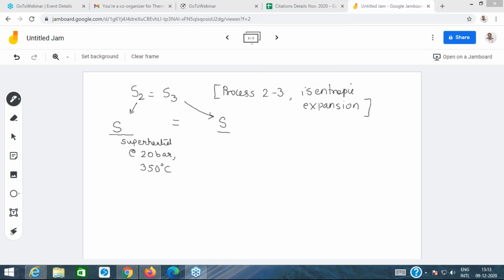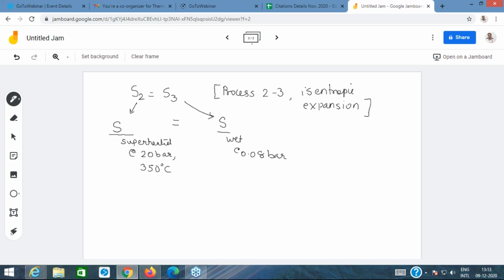And what is the pressure of the steam at 3? Correct. Yeah, right, Neha. So it is 0.08 bar. Okay. And you know that the entropy of superheated steam, which is at 20 bar 350 degrees centigrade, is equal to the entropy of the wet steam, which is at 0.08 bar.